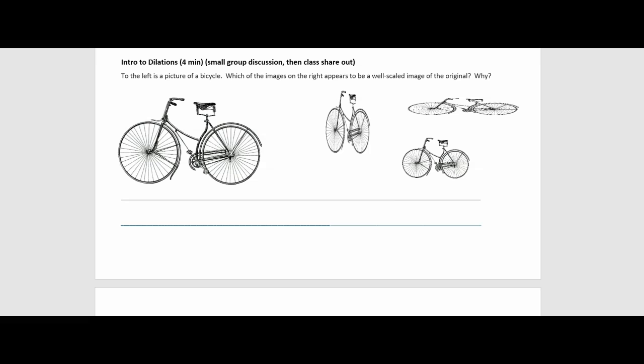Okay, hopefully we understand that this one right here is the well-scaled image, and that's because in general terms, it still looks the same as the original bike, it's just smaller. Mathematically, we could say everything is still in proportion to the original bike. So if you keep everything in proportion, that's what makes it look the same.